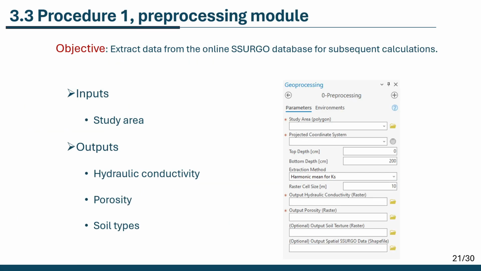We have a total of 6 modules, and we will go through all of them, focusing on what you need to know when using the phosphorus function. I won't dive too deeply into areas we already covered in previous cases. Okay, let's start with the pre-processing module. The objective of this module is to extract data from the online SSURGO database for subsequent calculations. The input is the study area, and the outputs include regional scale hydraulic conductivity, porosity, and soil types. This is consistent with our previous case.